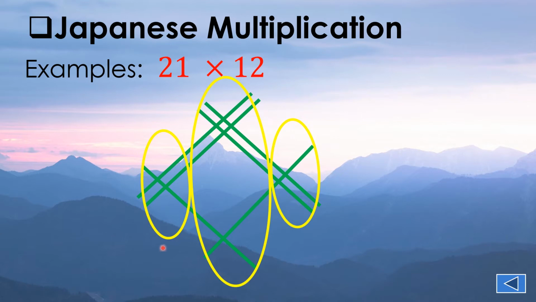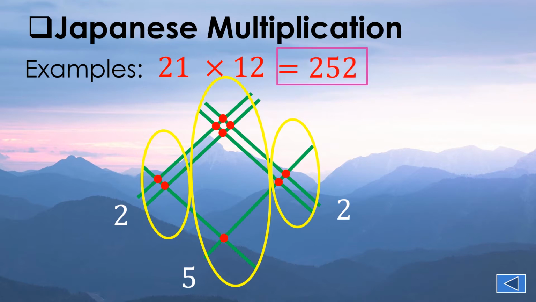So, dito muna tayo sa unang oval. So, we will now count the intersecting parts here. So, that is 1, 2. Magsulat tayo ng 2 dito. Next, on the middle, let us count 1, 2, 3, 4, 5. So, magsusulat tayo ng 5 dito. And sa third oval, that will be 1, 2. Ayan. And then, pagtatabihin lang natin yung mga nakuhang sagot. Therefore, the product of 21 times 12 using the Japanese multiplication is 252.